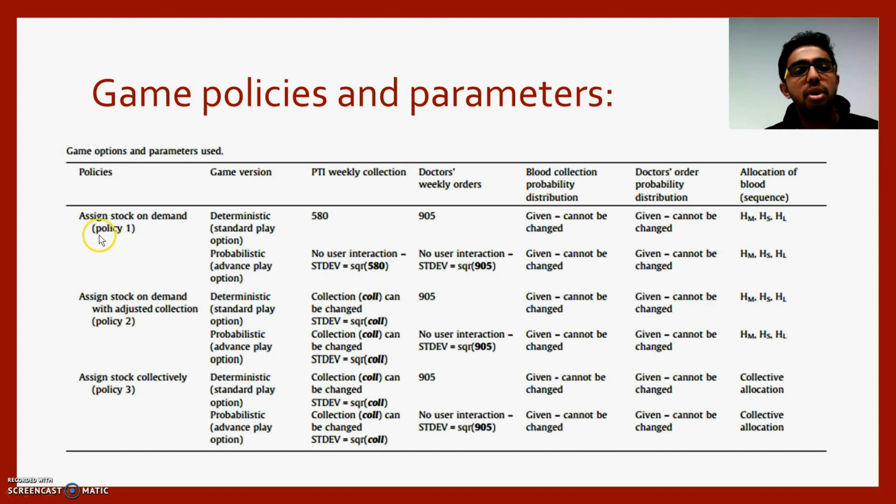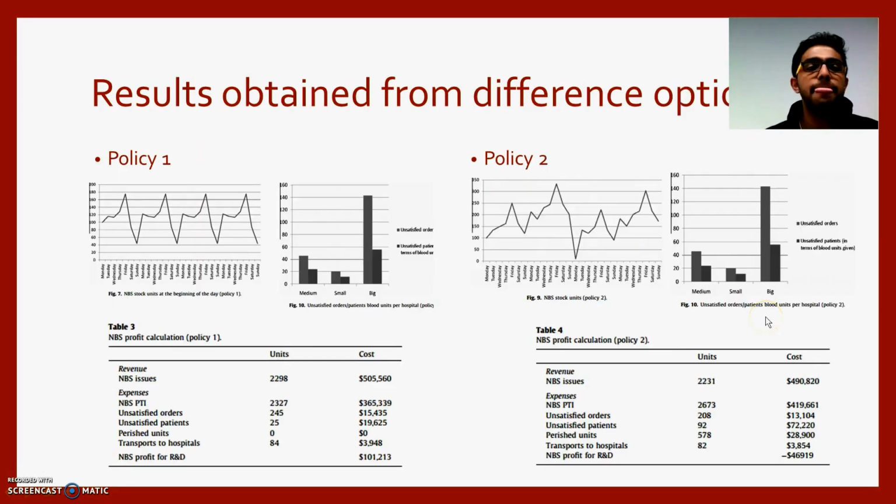The 3 different policies are then explained over here, wherein the first policy suggests that you have a fixed number of collections throughout the week and a fixed number of orders from the doctors. The second policy is basically different kind of collections but the same orders from the doctor. Third policy is basically the same as second, but while distribution, it sends a collective allocation rather than separate. So as you can see, the results of the 3 policies are going to be different as well.